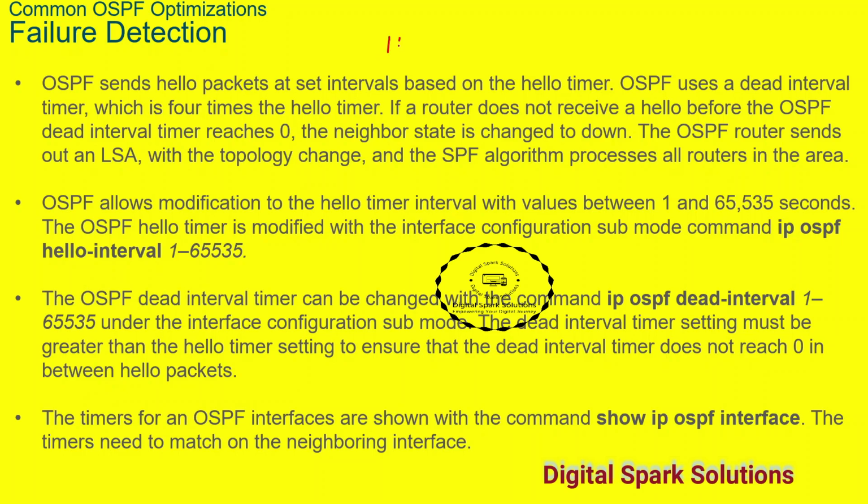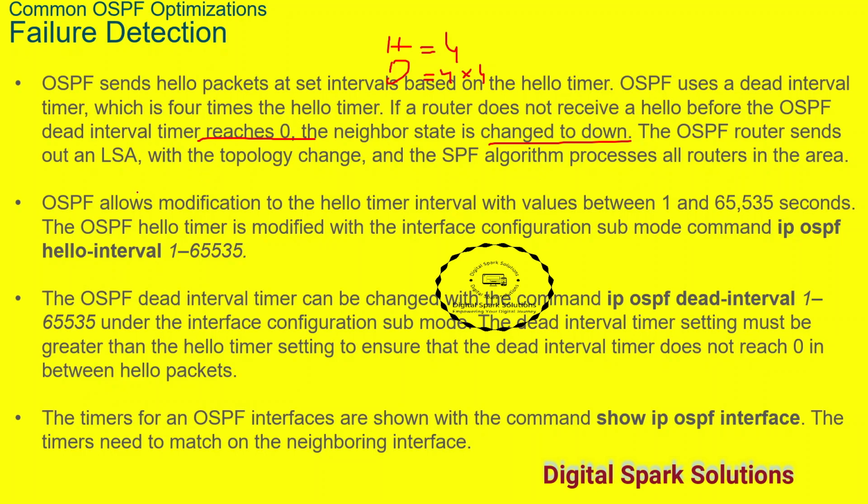Okay, this is hello timer is equal to 4. That timer will be 4 cross 4. If a router does not receive a hello before the OSPF dead interval timer reaches 0, the neighbor state is changed to down. The OSPF router sends out an LSA with the topology change. The OSPF algorithm processes all the routers in the area.